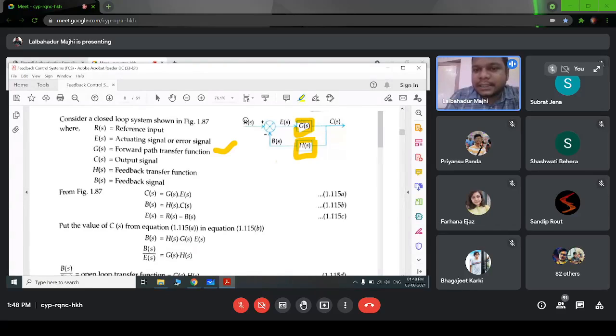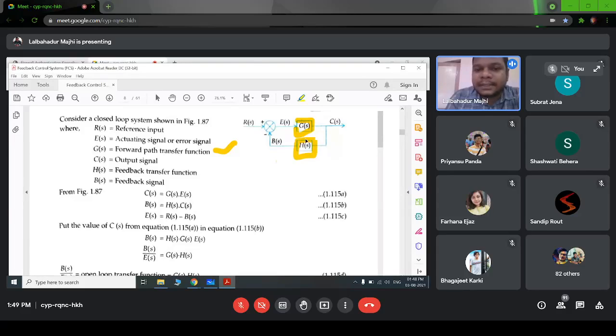But all other things, this R of S, E of S, C of S and B of S, are called signals. So you can say these are the variables, and these two, G of S and H of S, are constant terms. G of S is our plant transfer function. That means a plant is always constant, right? We have to modify its parameters to change it, but we are considering a constant plant.